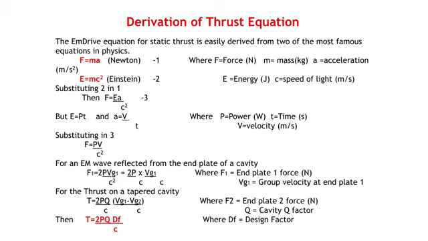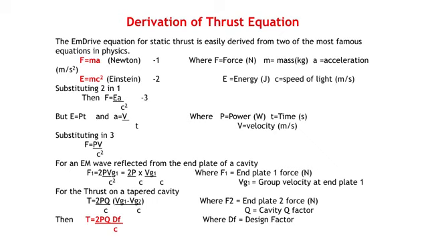Substituting equation 2 in equation 1 gives equation 3, F equals Ea over c squared. But E equals Pt, where P is power and t is time, and a equals v over t, where v is velocity. So substituting these equations in equation 3 gives F equals Pv over c squared. Now, for an electromagnetic wave reflected from the end plate of the cavity, the force is doubled because there is the force of the impacting wave plus the reaction force of the reflected wave.